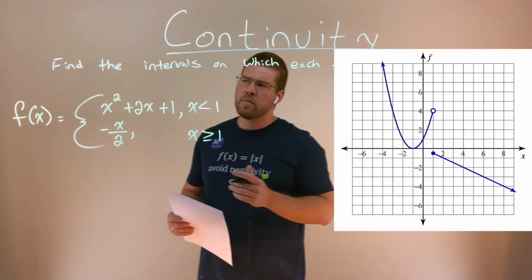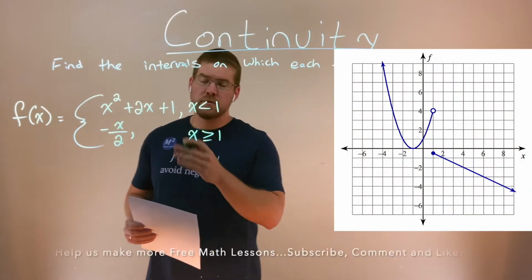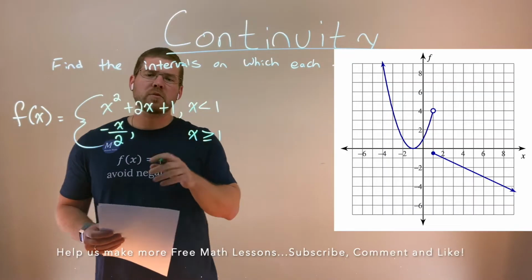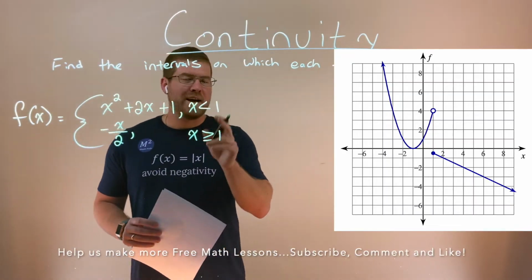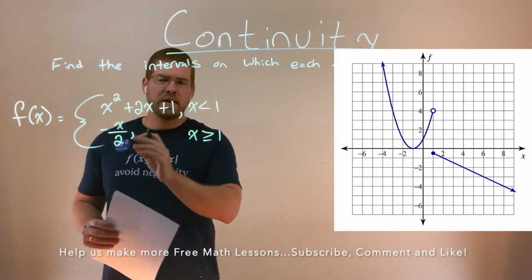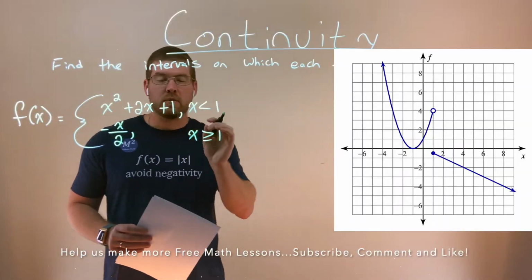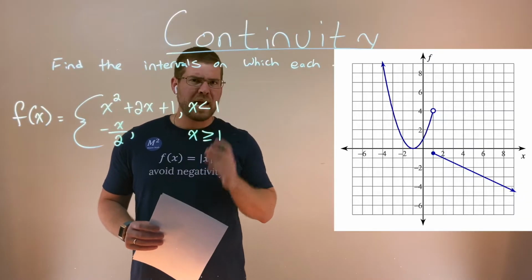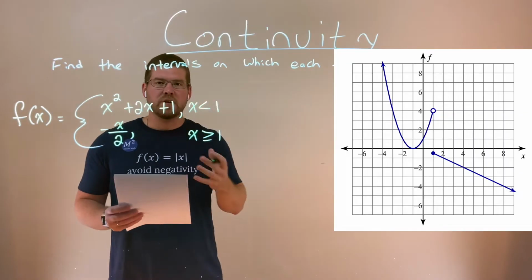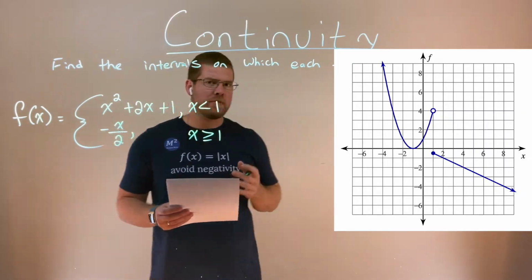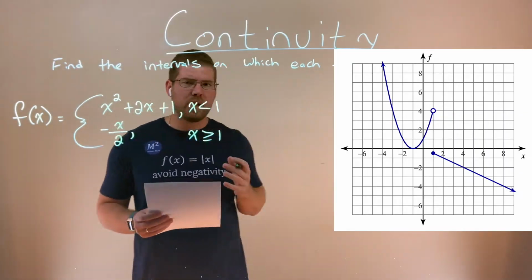We're given this problem right here. f(x) is equal to the piecewise function x squared plus 2x plus 1, where x is less than 1, and negative x over 2 when x is greater than or equal to 1. And we need to find where this function is continuous. Now we're given a graph here of this piecewise function to help us out.